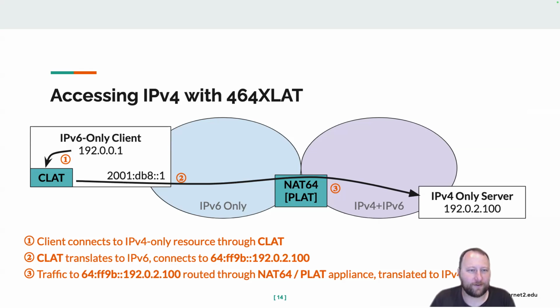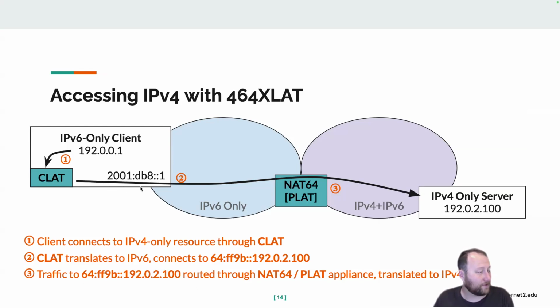But what 464XLAT will do is on the client device, it will have what's called a CLAT. I can't remember what the acronym is, but basically it sets up an IPv4 address on that CLAT interface, and it's always 192.0.0.1. When you try and route traffic over that, it will translate that to v6, and send it to that known prefix that it understands. Right now, in this example, I'm using 64:ff9b:: and then the IPv4 address embedded in the IPv6 address.